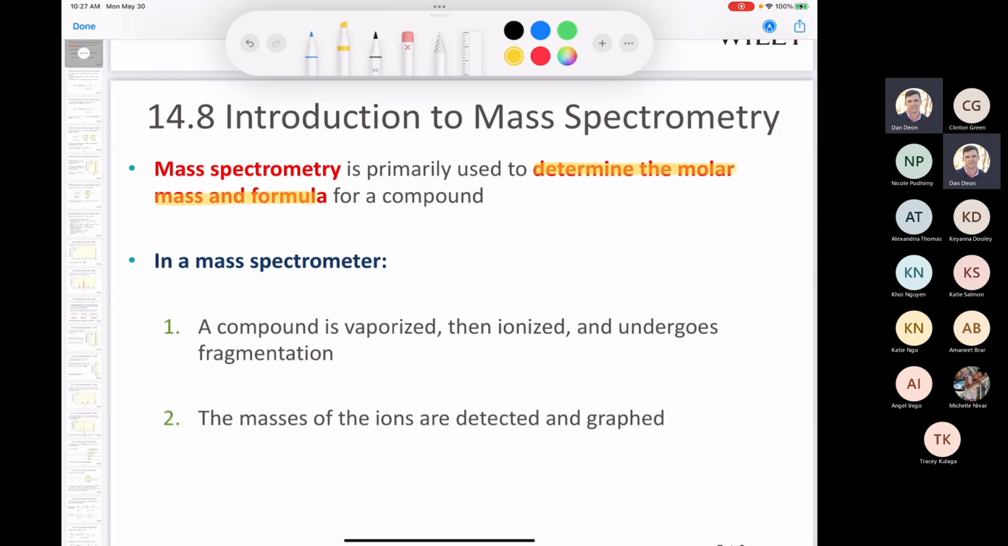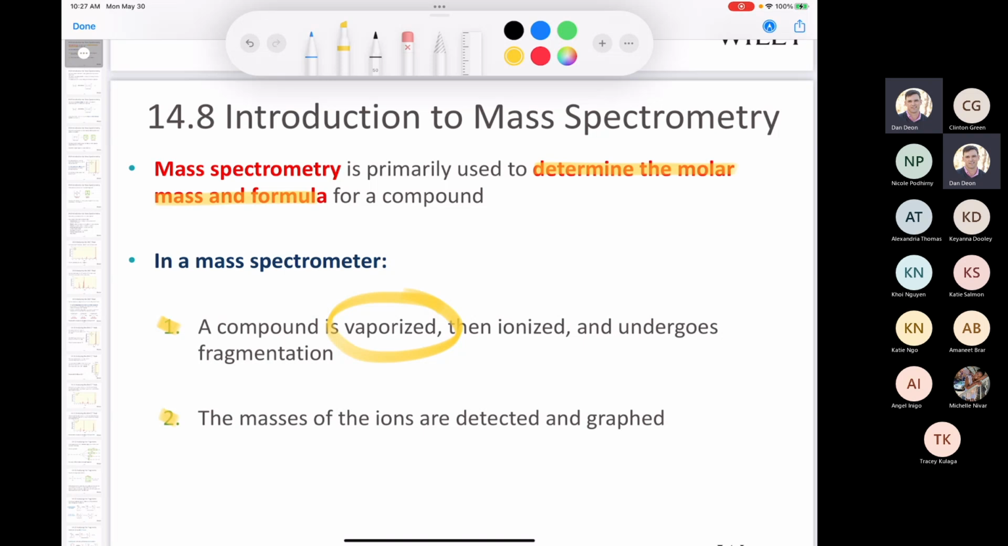So what happens in a mass spectrometer? First thing that happens is the compound is vaporized, then ionized, and then it undergoes fragmentation. And then the masses of those ions are detected and graphed. A couple of important points here. The first one is that the compound is vaporized.